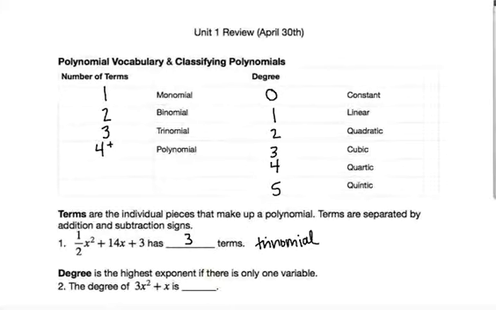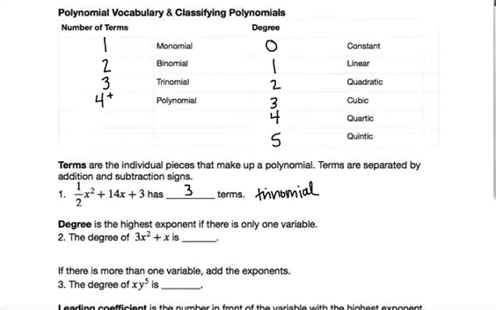All right, the degree is the highest exponent if there's only one variable. In number 2, it says the degree of 3x squared plus x. If you notice, we've got one variable, and that variable is x. We have an x squared, and we have an x to the first. So our highest exponent on that variable of x is a 2. So our degree is 2, and we would call this a quadratic.